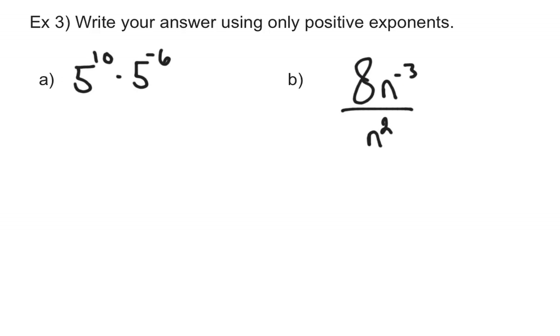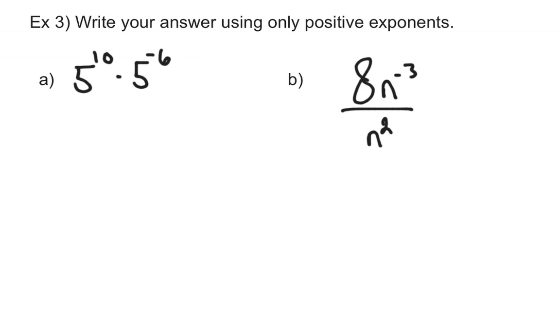Okay, I've got one last problem for us here. Now, this is just combining all the skills that we've already used. Part A, 5 to the 10th power times 5 to the negative 6th power. I'll do this one and I'll let you do part B. Actually, even if you want to try part A, go ahead and pause it. See if you can do it. You can come back and compare it to me. So try part A.